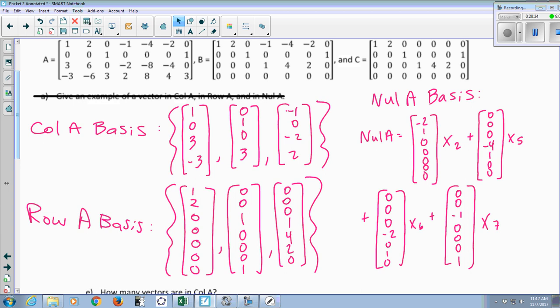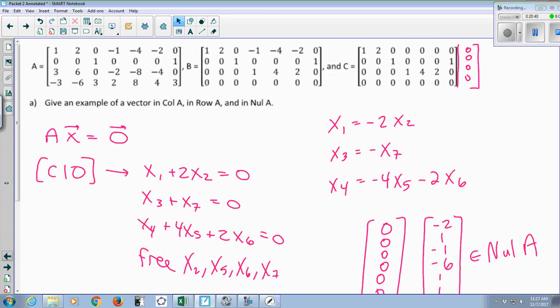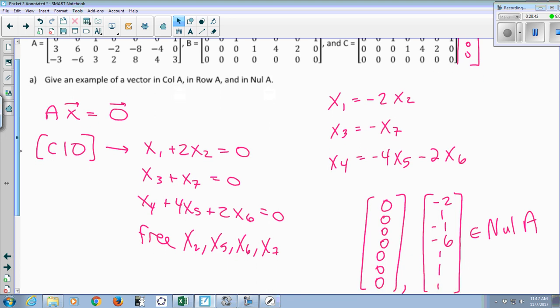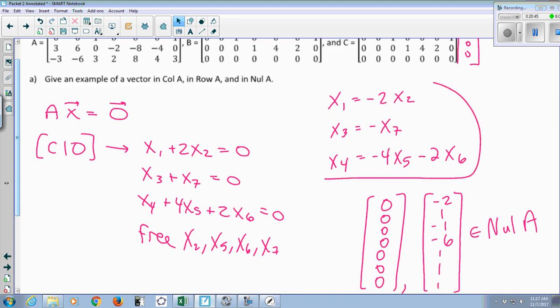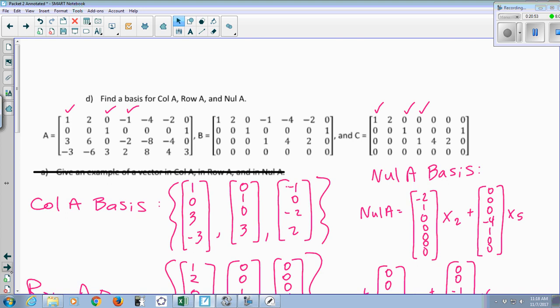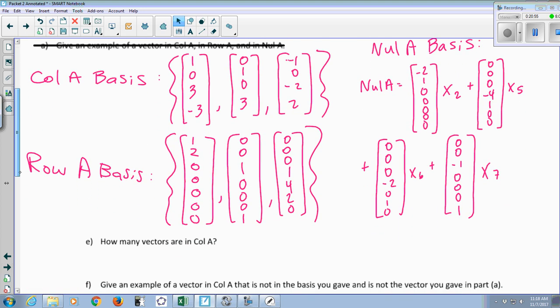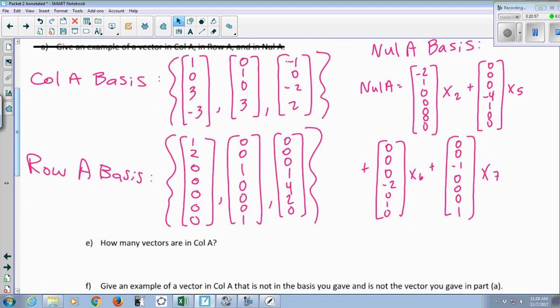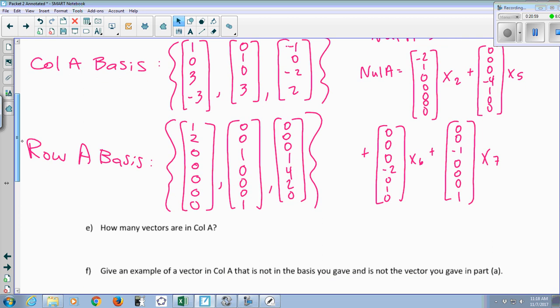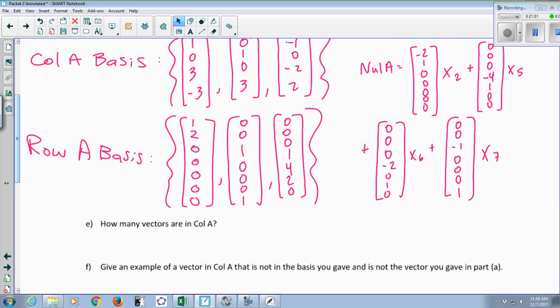And I got that by just writing the solutions that I wrote for null A on the previous page, when I was trying to find null A. I wrote the solution set like this, right? And what I just wrote on the other page was I translated that to parametric vector form. So that's just parametric vector form for the solutions for finding null A. And then the basis for null A is these 4 vectors from the parametric vector form.